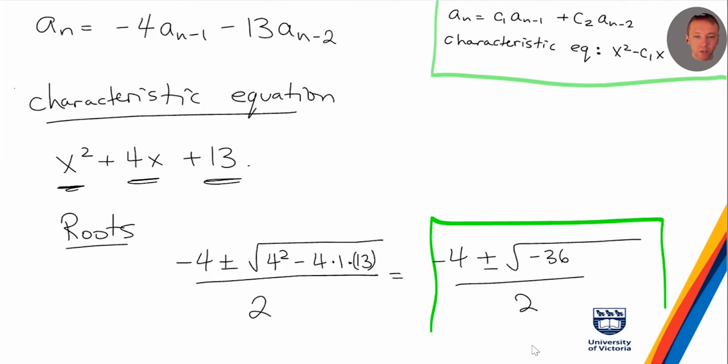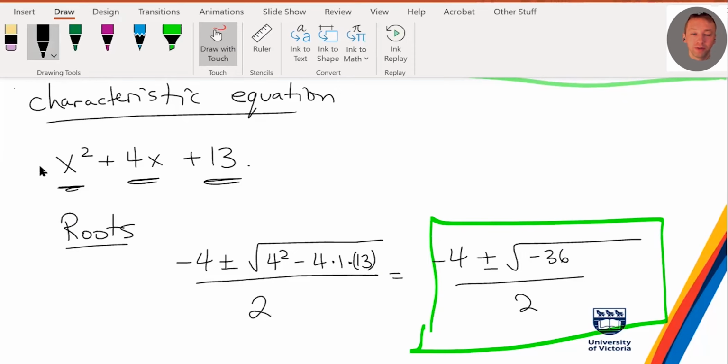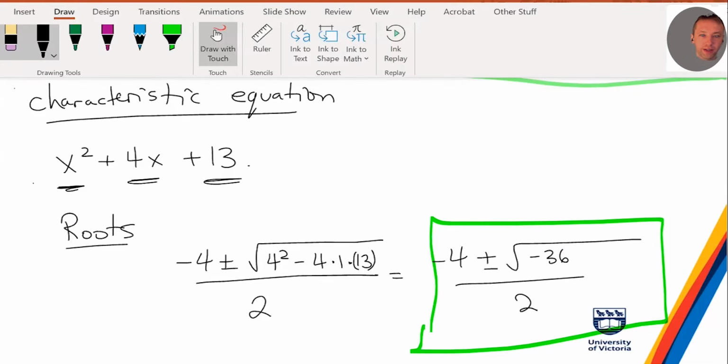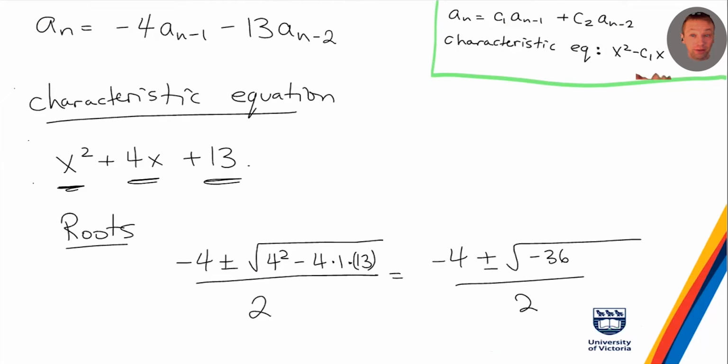So negative 4 plus or minus the square root of negative 36, everything over 2. 4 times 13 comes out to like what? 52. Yeah, 16 minus 52. That sounds like 36, negative 36. Okay, so this is one of these situations where we have no real roots, right? This is a complex number.